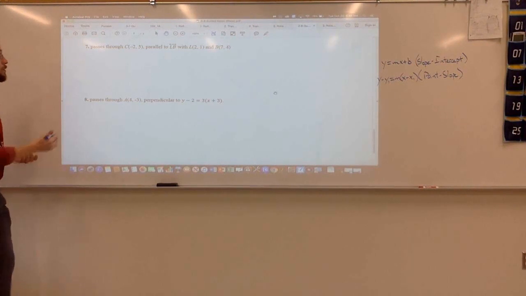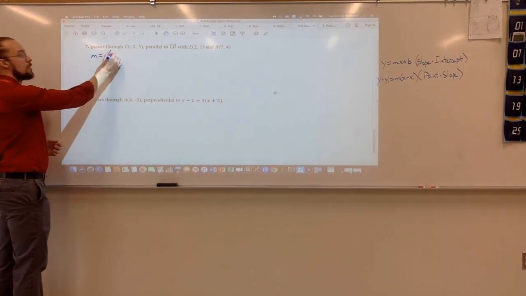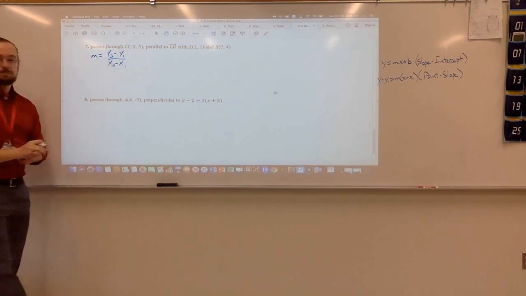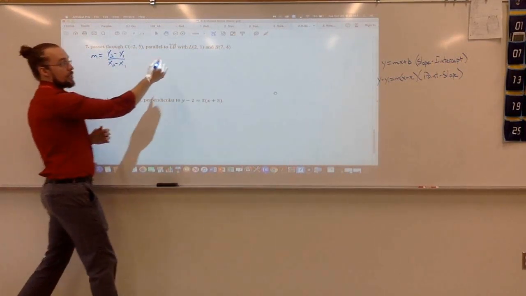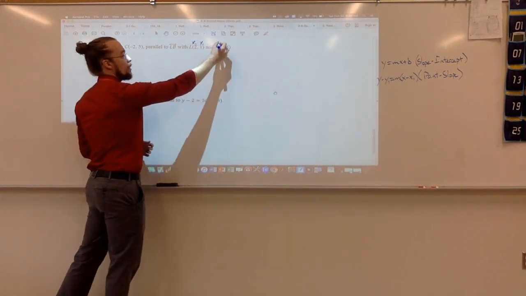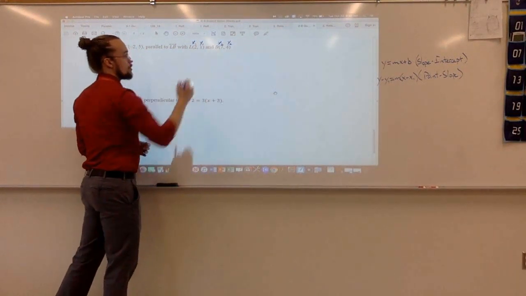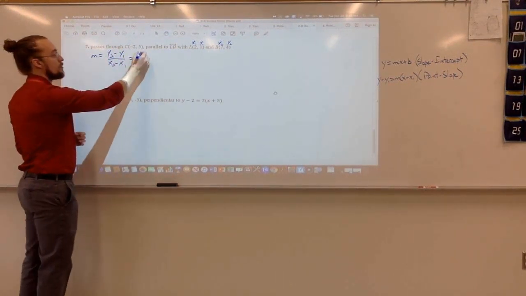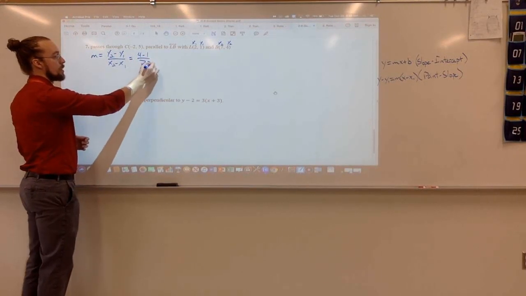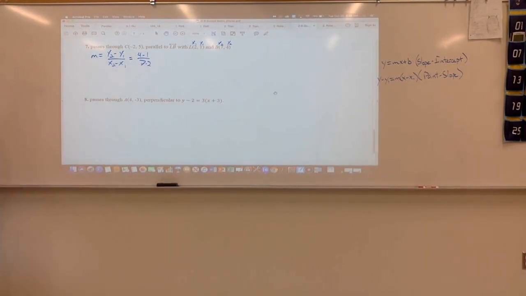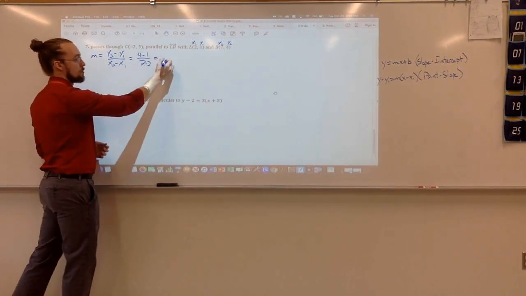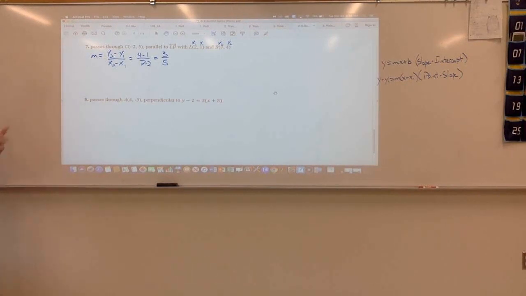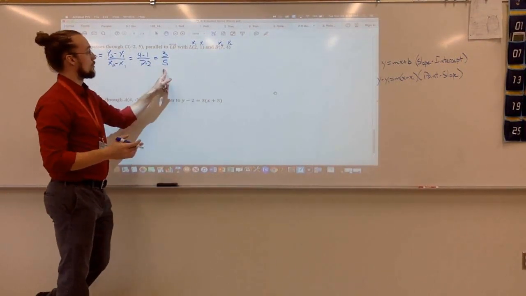Four minus 1 over 7 minus 2. Yeah, we're going to use our slope formula, okay? y2 minus y1 over x2 minus x1. So if I label my points x1, y1, x2, y2, and plug them in, we'll have 4 minus 1 over 7 minus 2. So that just gets me 3 over 5. So the slope of line LB is 3 over 5.